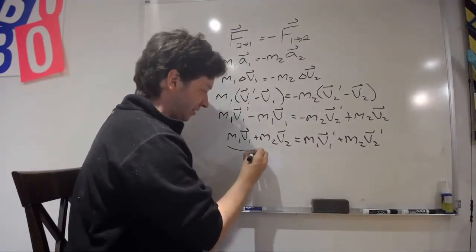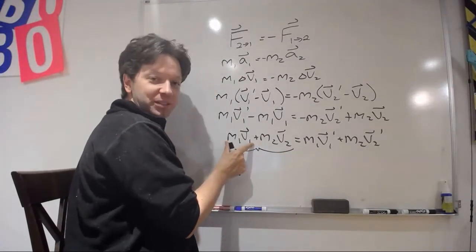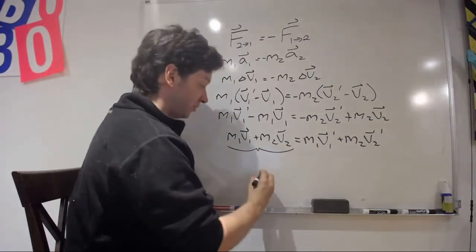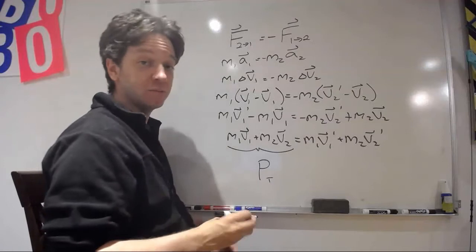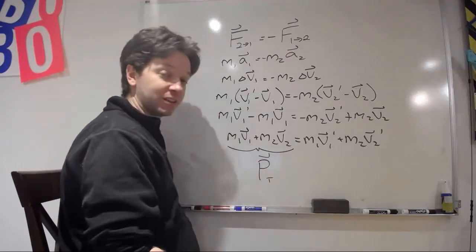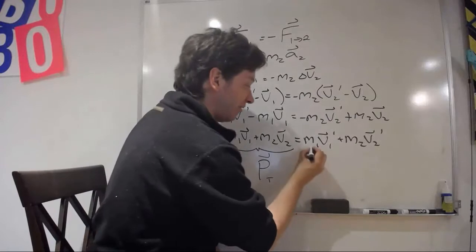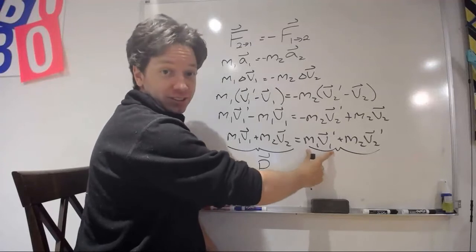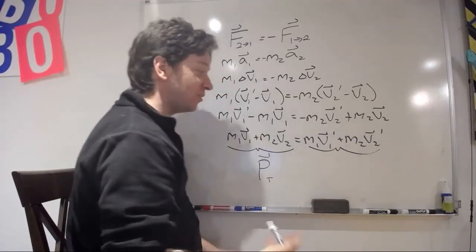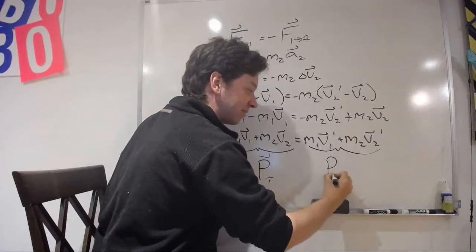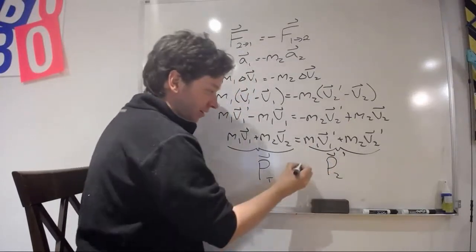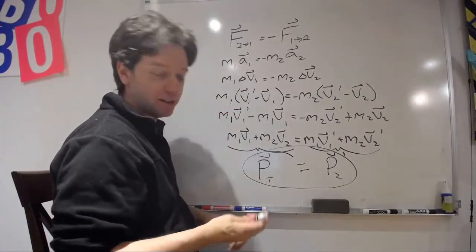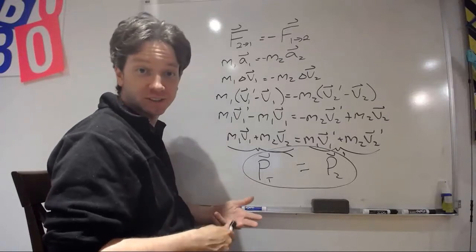And I ordered it that way for a reason. This, you'll notice, is the momentum of object 1 before the collision plus the momentum of object 2 before the collision. So it's the total momentum of our system, which is the two cars, before the collision. And then after, we have the momentum of object 1 after the collision plus the momentum of object 2 after the collision. So this is the total momentum of our system after the collision. And we'll notice they're equal. This is called the conservation of momentum, where momentum is conserved in any collision.